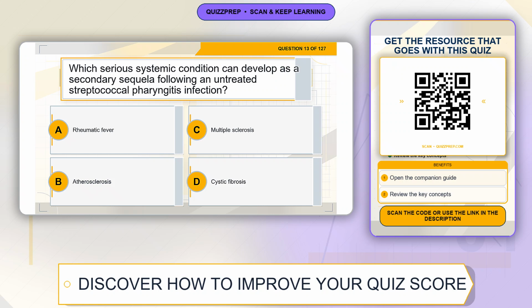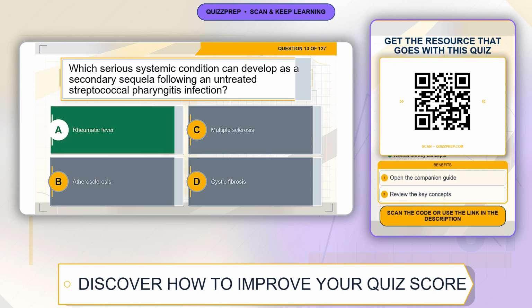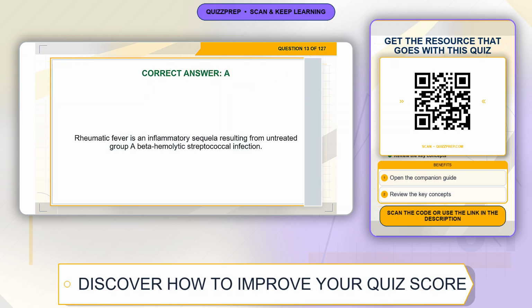Option A, rheumatic fever. Option B, atherosclerosis. Option C, multiple sclerosis. Option D, cystic fibrosis. The correct answer is option A, rheumatic fever. Explanation. Rheumatic fever is an inflammatory sequela resulting from untreated group A beta hemolytic streptococcal infection.